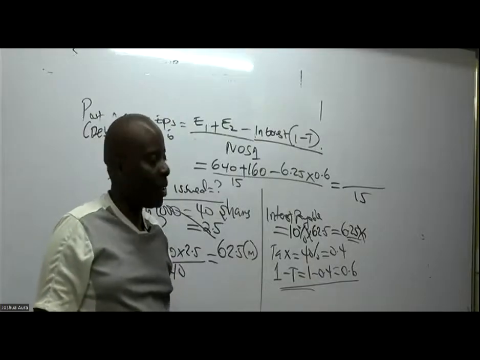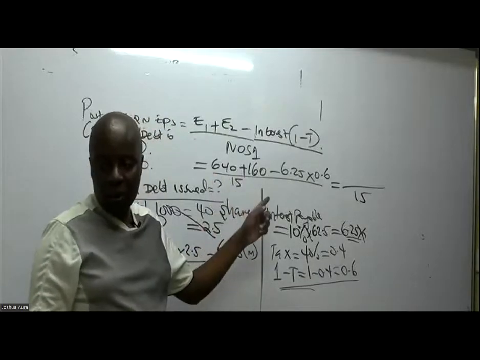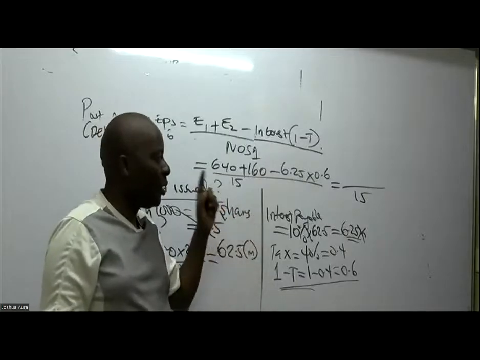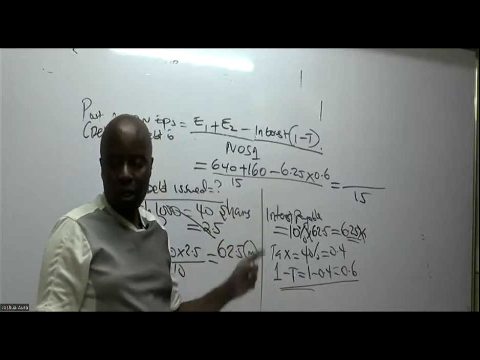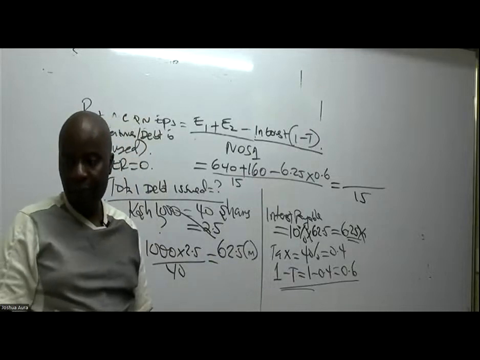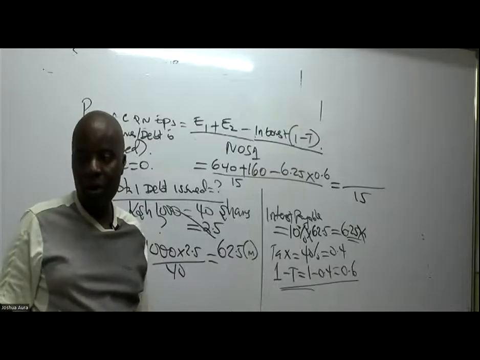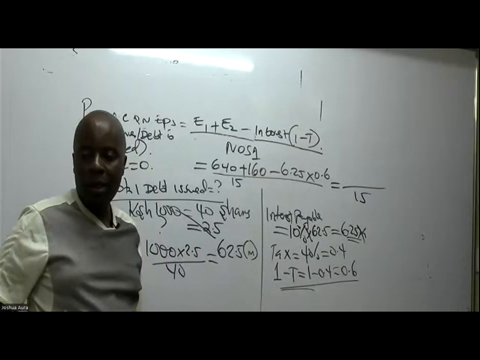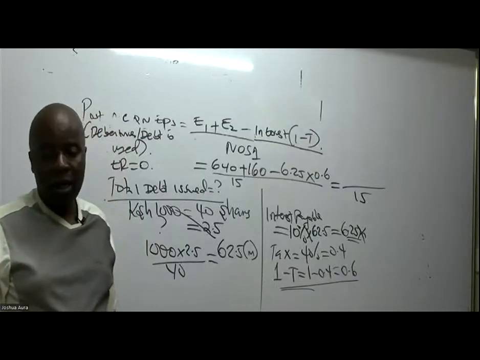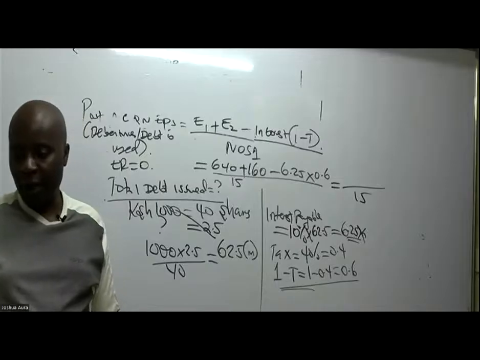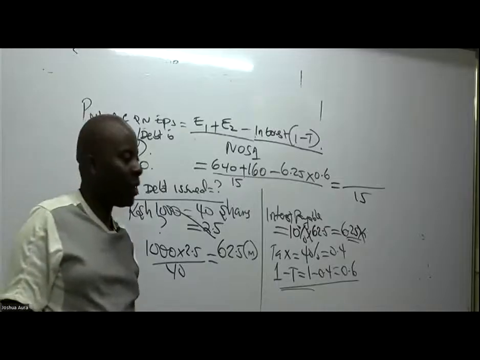So we have 640 plus 160 minus 6.25 times 0.6 equals. Please give me this figure, the numerator. Give me the numerator alone. 807, according to Mosioka, it's 807. So 807 divided by 15.